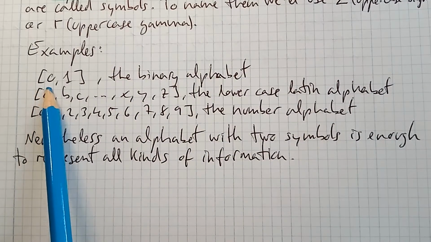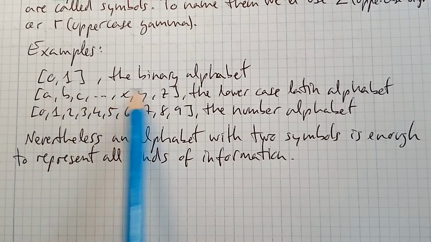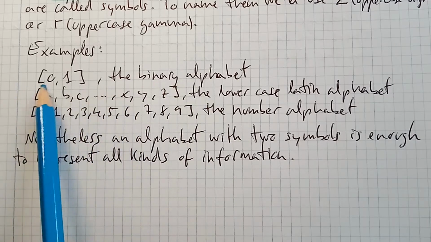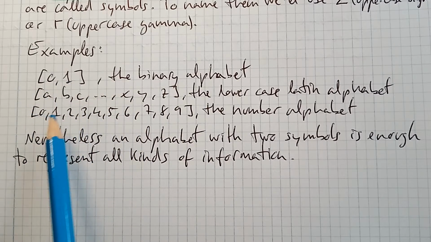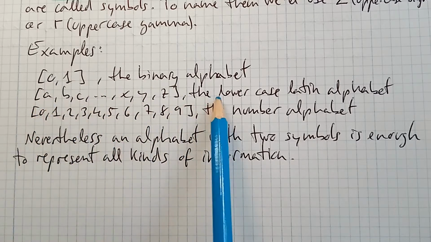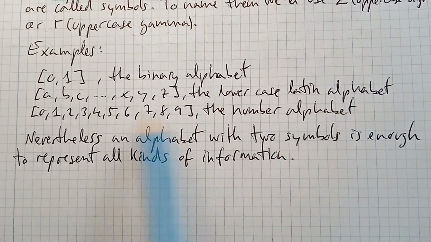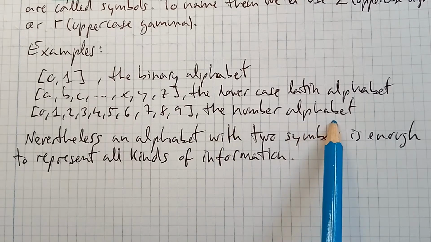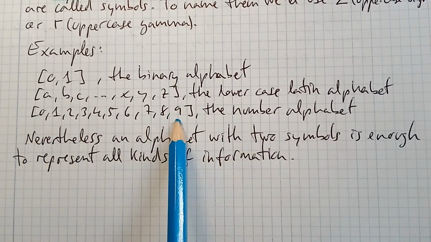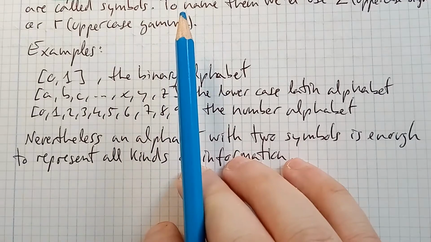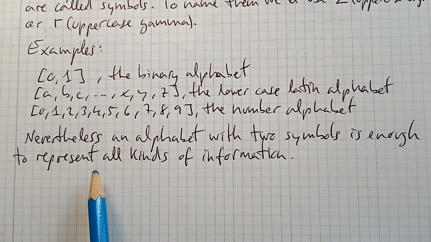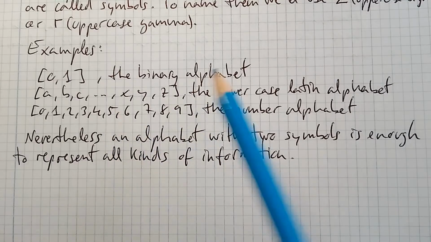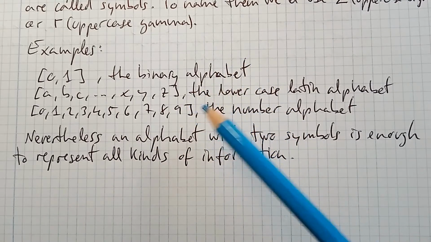the alphabet {0, 1} is the binary alphabet, it only accepts zeros and ones. This is the lowercase Latin alphabet with all the letters in lowercase. This is the number alphabet with numbers from 0 to 9. Nevertheless, an alphabet with two symbols is enough to represent all kinds of information. Next page.